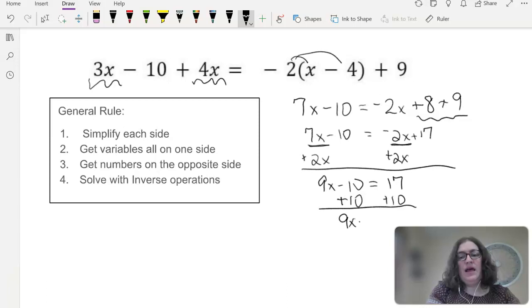And I have 9x is equal to 27. And then finally, step 4, solve with inverse operations. If I want to isolate or get the x by itself, I ask myself what's happening to the x. It's being multiplied by 9, so the inverse operation would be to divide by 9. And I'd end up with an answer of x equals 3.